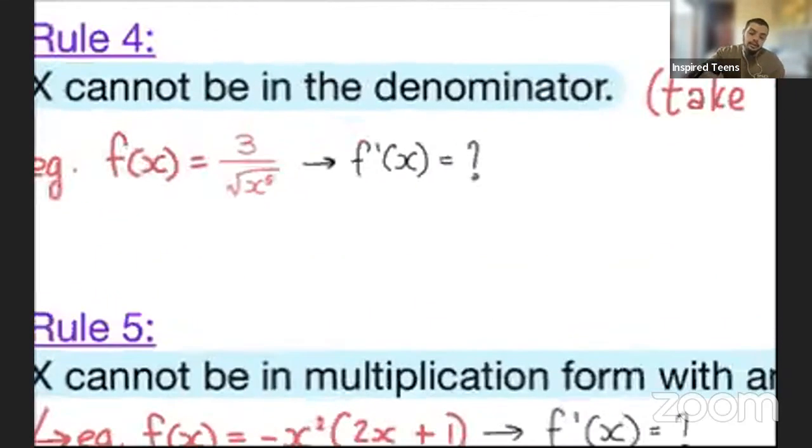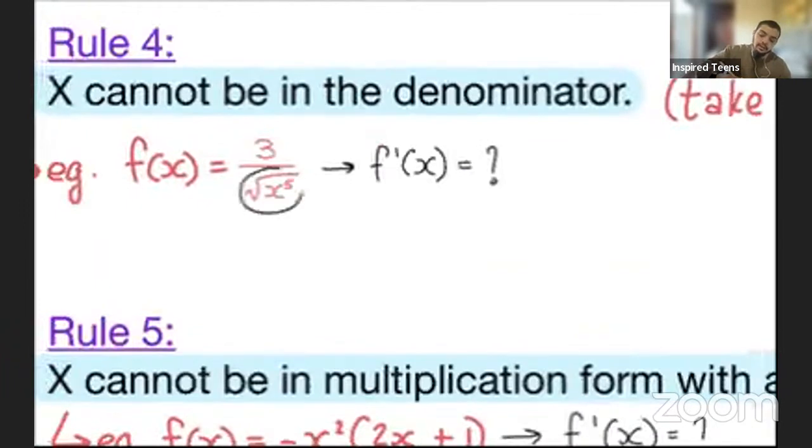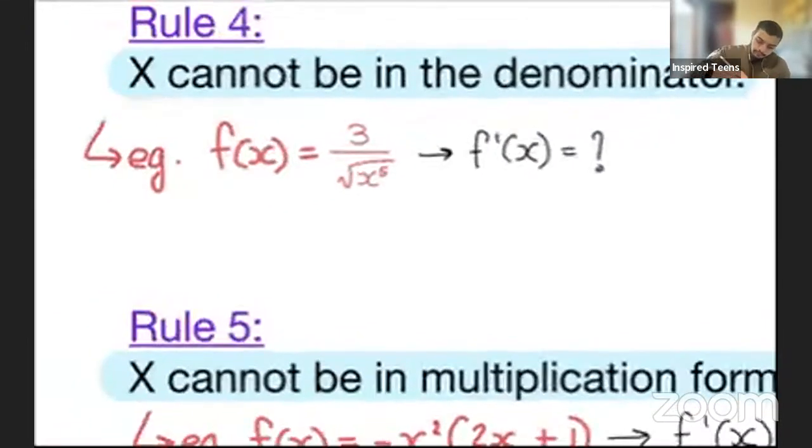So x cannot be in the denominator. So this one actually involves two things: x being a surd and x being in the denominator. If f of x is equal to 3 over the square root of x to the power of 5, what is the first derivative? Firstly, I'm going to differentiate according to what we learned in the previous step. We cannot have x in a surd, so while it's in the denominator, I'm going to take it out of the surd.